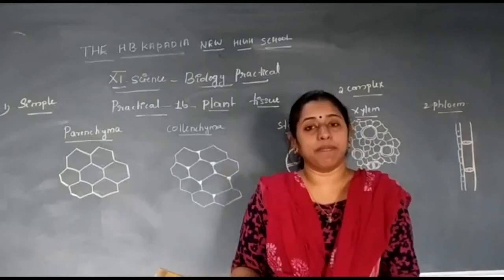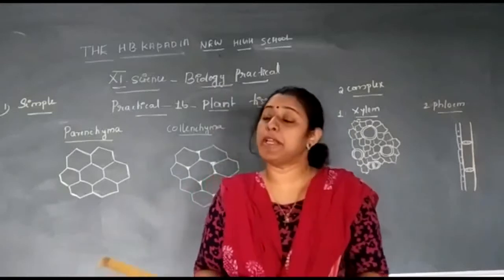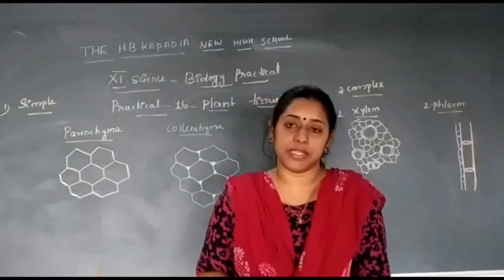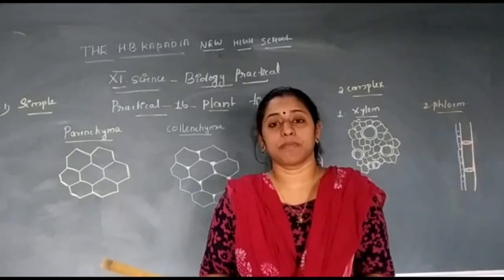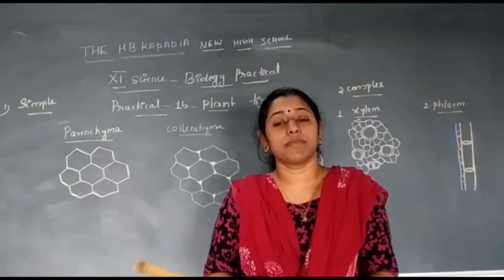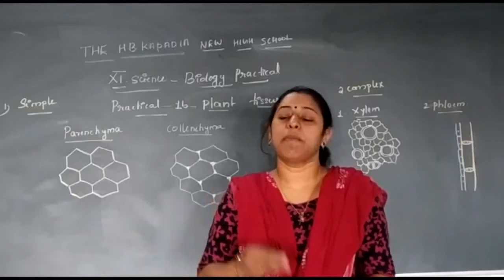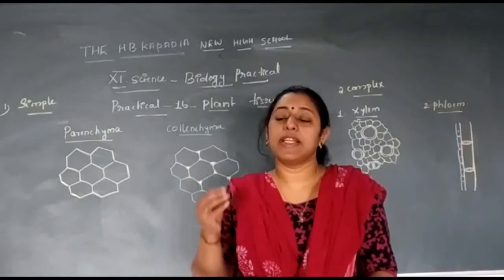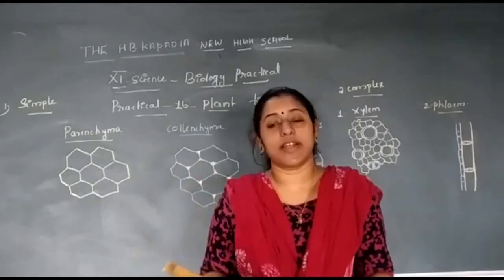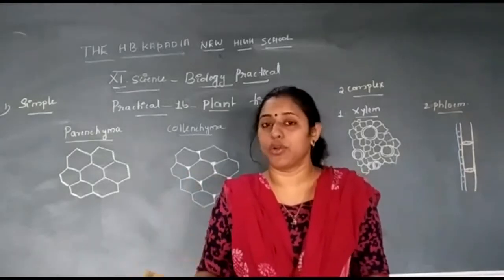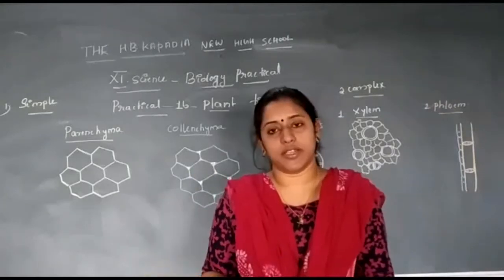Why is xylem called a complex permanent tissue? Because it is normally made up of four types of cells. What are they? Xylem parenchyma, xylem sclerenchyma, tracheids and also vessels. Xylem parenchyma is supportive, xylem sclerenchyma is providing mechanical support, and then the tracheids and also the vessels are mainly responsible for water conduction.